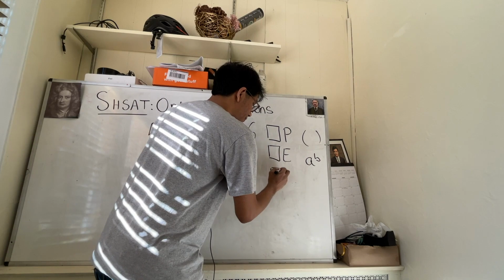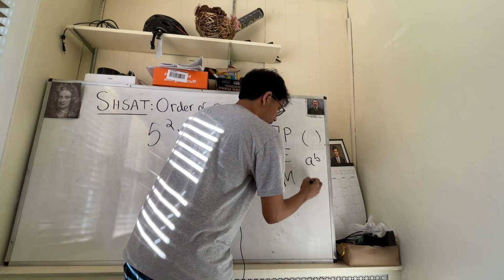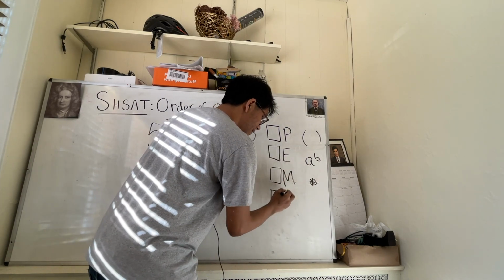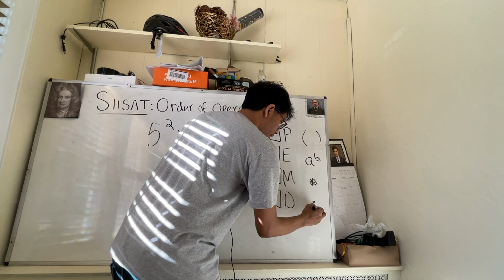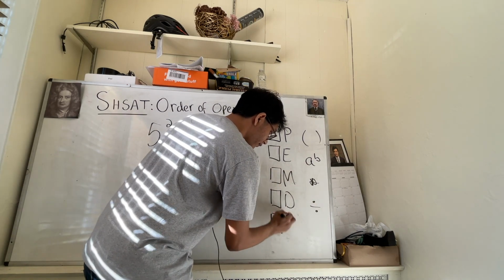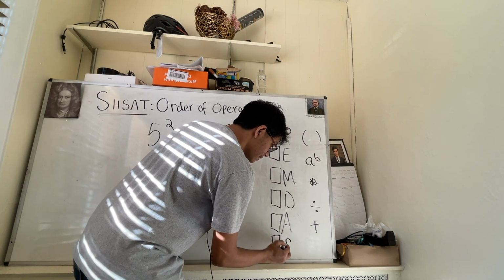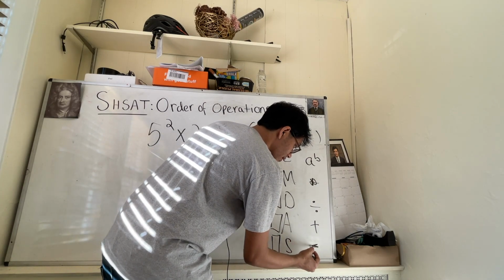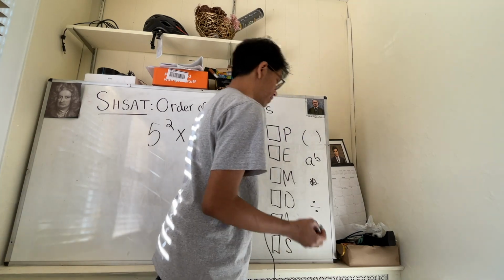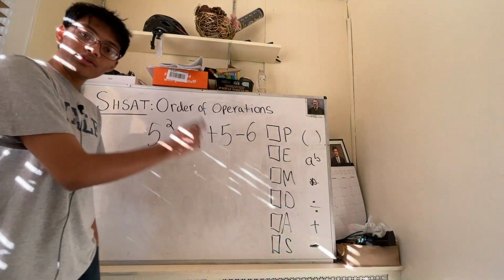Our next step is M for multiplication. Our next step is D for division. Our next step is A for addition. And finally, our last step is gonna be S for subtraction. Okay, here's the subtraction symbol. So let's do this step by step.